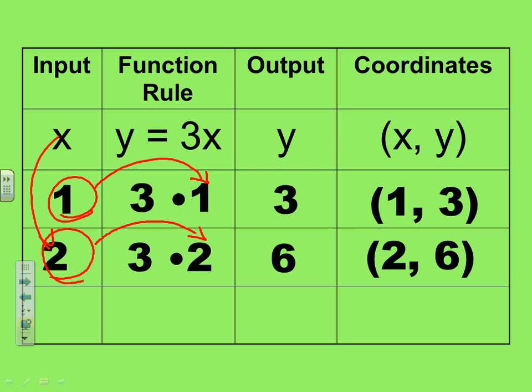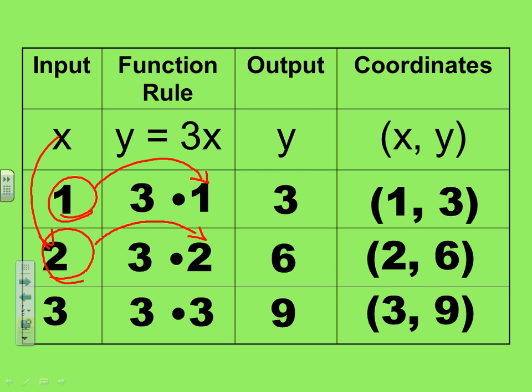Then I have my final input of 3. And I can go ahead and substitute that 3 into my rule, which is 3 times 3 in this case, because our x value was 3. And 3 times 3 is 9. And so now we have a coordinate of (3, 9).